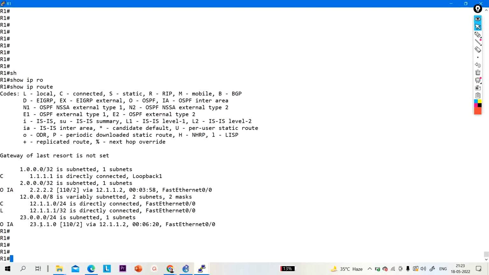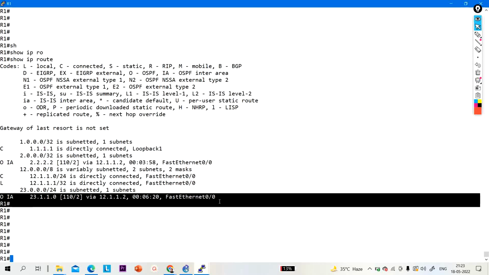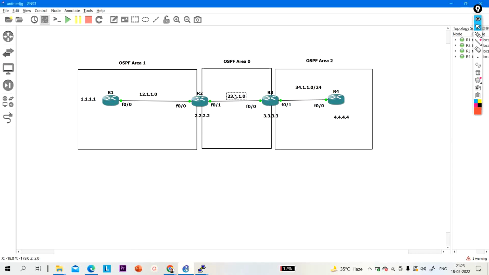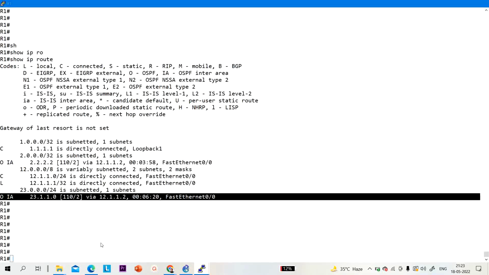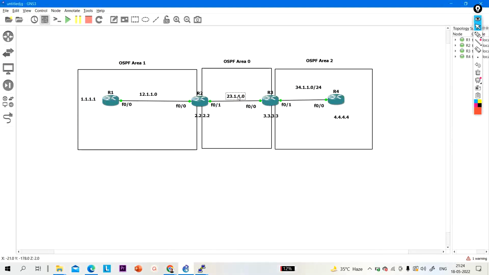So how many networks did this router receive from a different area? This one is 1, and here is one more network, 2. Where is 23.3.3.0? Here, this one, right? So this network is also present in area 0, right? So for R1, this network is present in inter area, right? And see the cost for this network. Cost is again 2, because the cost of a FastEthernet link is 1. The cost of this link is 1, and the cost to reach the ABR is also 1. So the total cost will be 2.